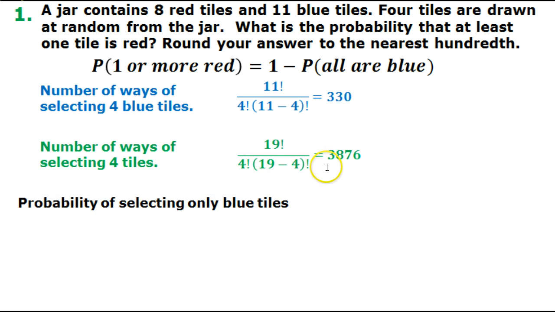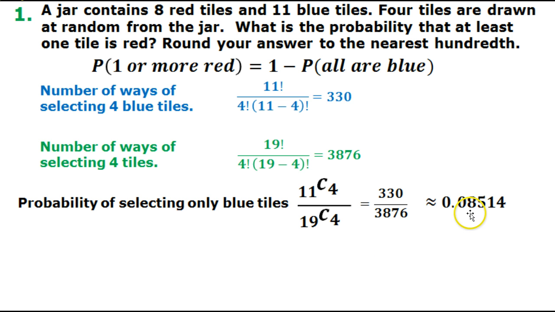So here's how we're going to do this. The probability of selecting only blue tiles, and you can type this into your calculator if you want, might be a little bit easier: 11 choose 4 divided by 19 choose 4, which is the exact same thing that we've got right here. If you want to take each one of them individually, that's okay. Then we're just going to plug this into our calculator. We find out that the probability of doing that is 0.08514. So this is the probability that all the tiles are blue.